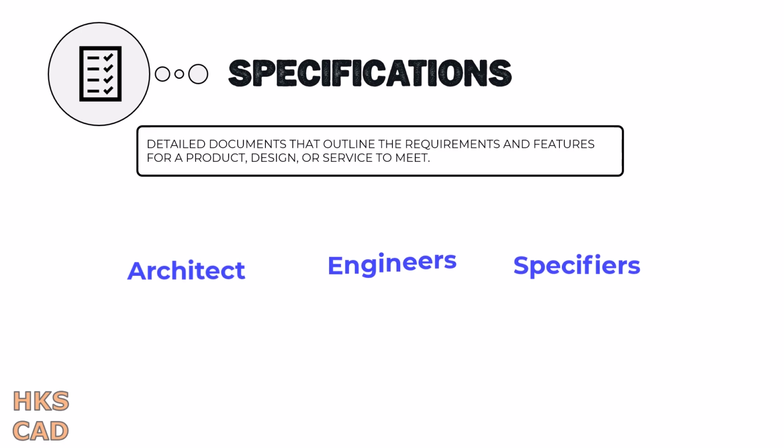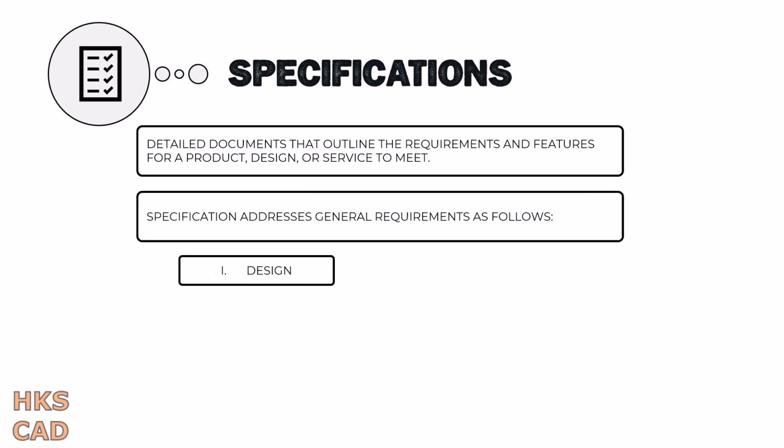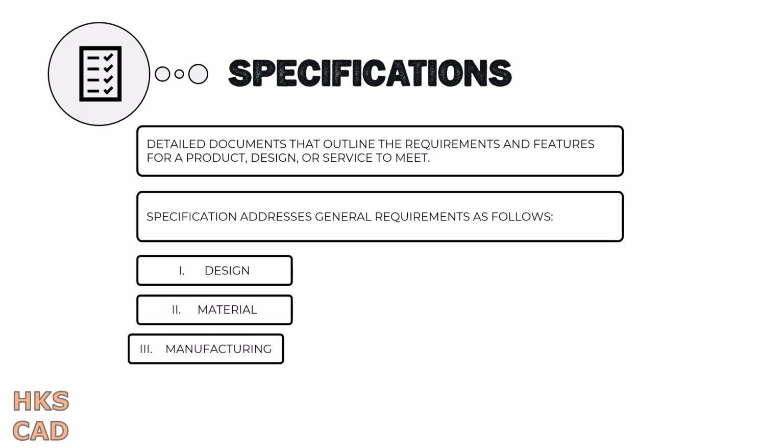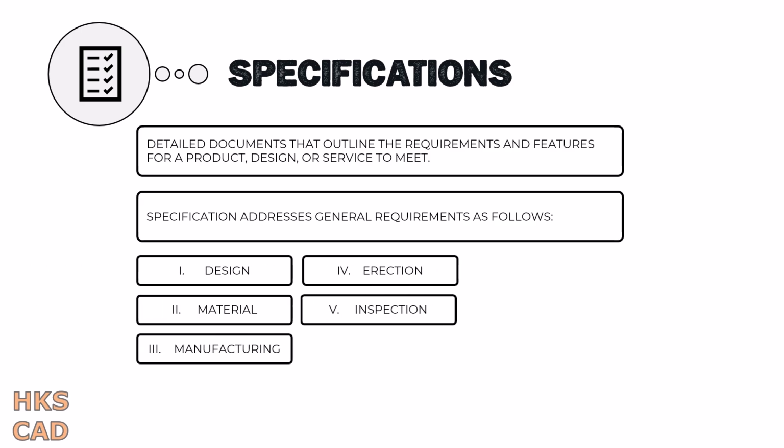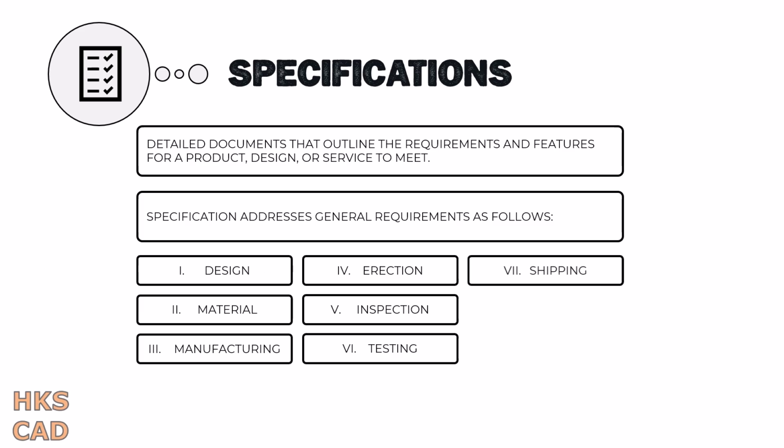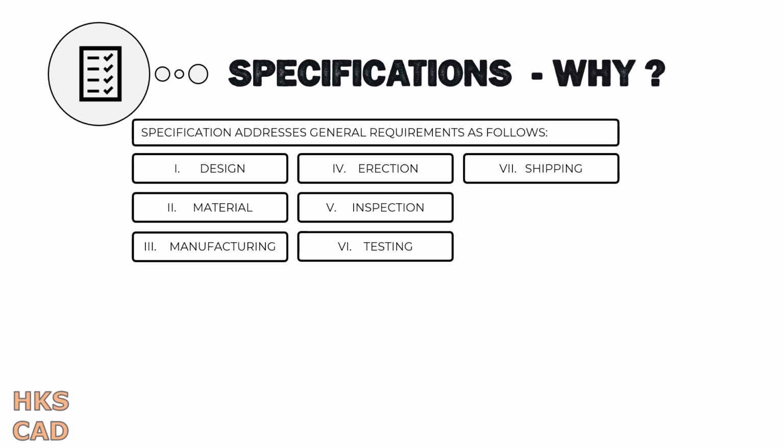Let's take one example, to complement the minimal criteria of the relevant codes. This specification addresses the general requirements for the design, manufacturing, erection, inspection, testing, and supply of unfired pressure vessels. Pressure vessel specifications may include the following.